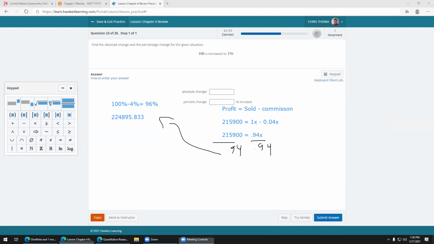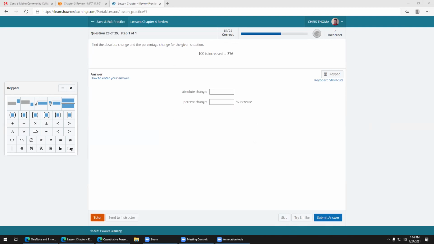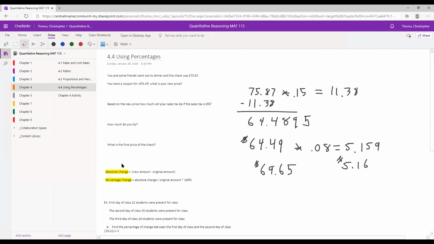Where am I going here? Annotate, clear my drawings. So in 4.4 on notes, we have formulas for absolute change and percent change. So absolute change, let me bring up my other screen so we can see here. New share, go back to my OneNote. So remember, here are some formulas in 4.4. Absolute change, make sure I'm sharing the right screen. I am good. Okay.